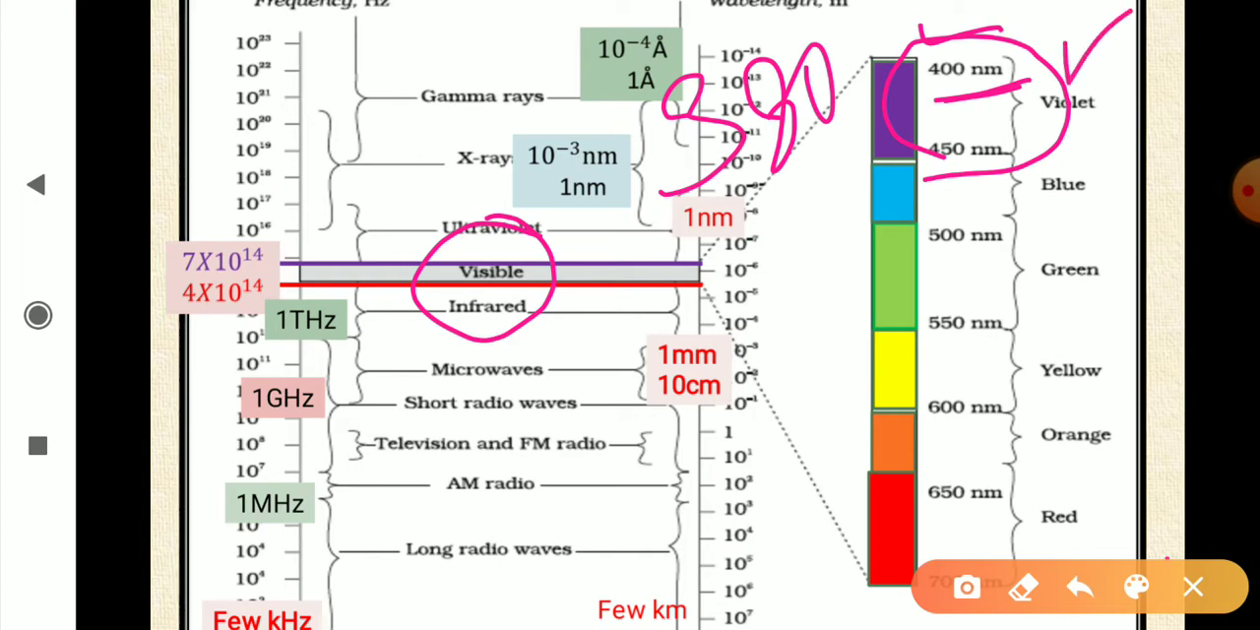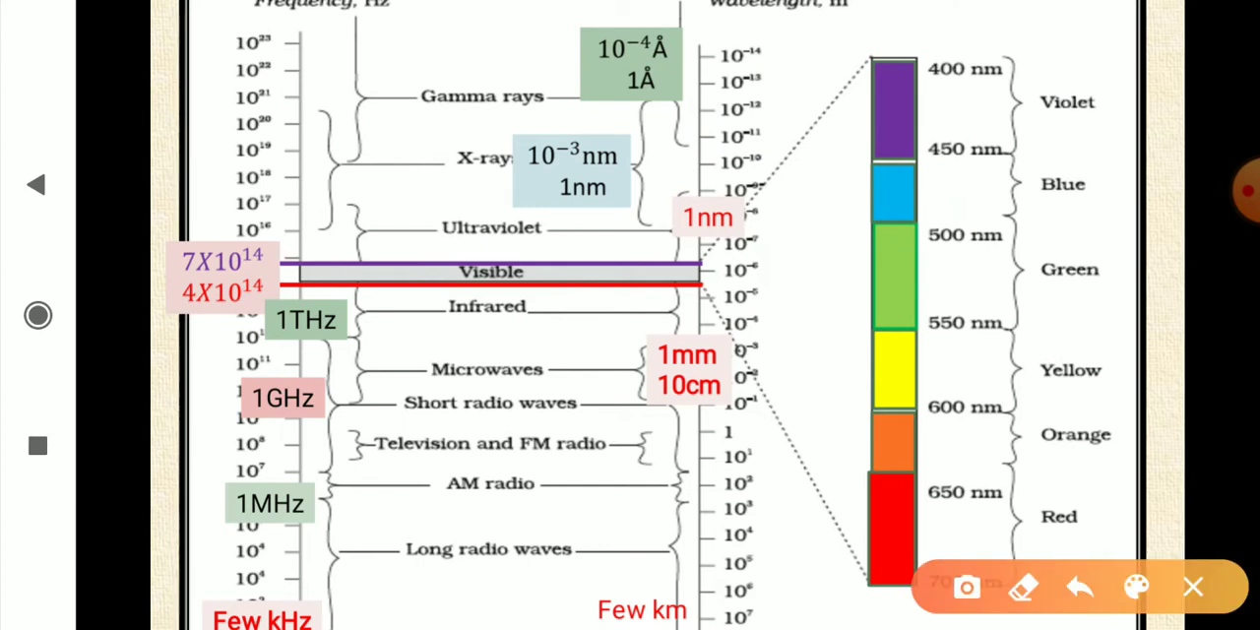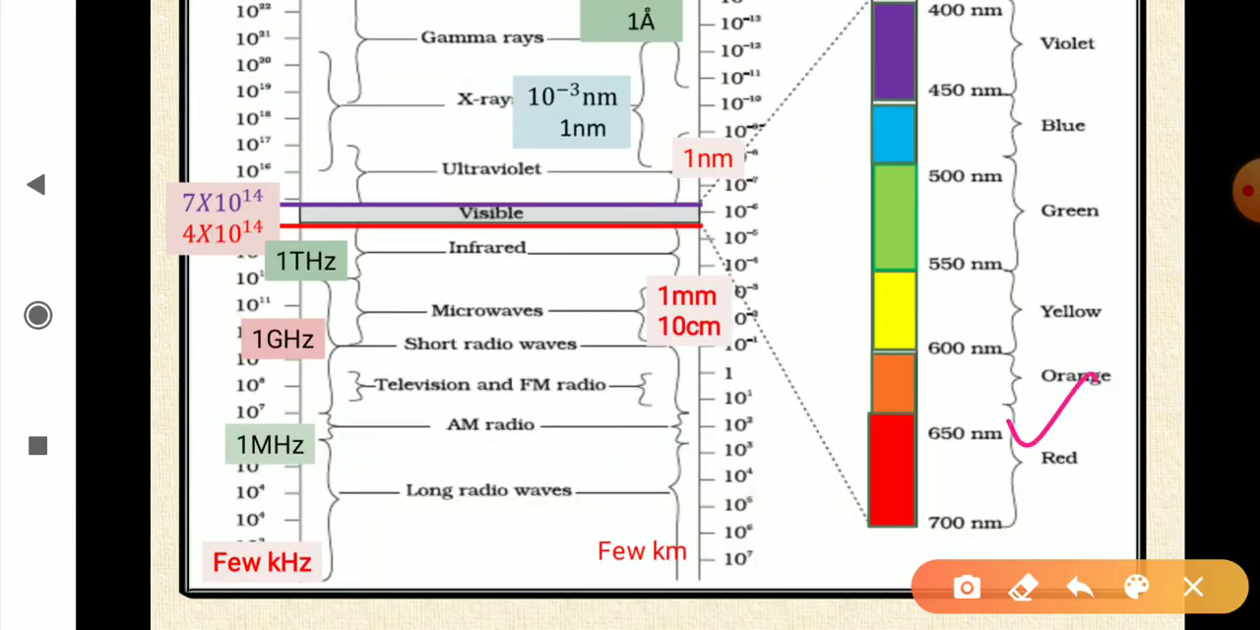Similarly, the blue color can vary from 450 nanometer to 500 nanometer, or indigo also lies somewhere between them. Then the green varies from 500 nanometer to 550 nanometer. Yellow varies from 550 to 600 nanometer. Orange varies from 600 to 650 nanometer. Red varies from 650 to 700 nanometer. Now here also we cannot have clear-cut boundaries.